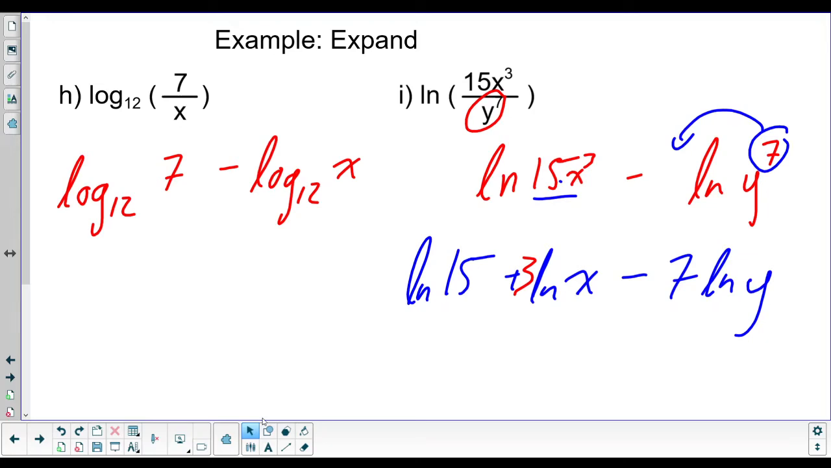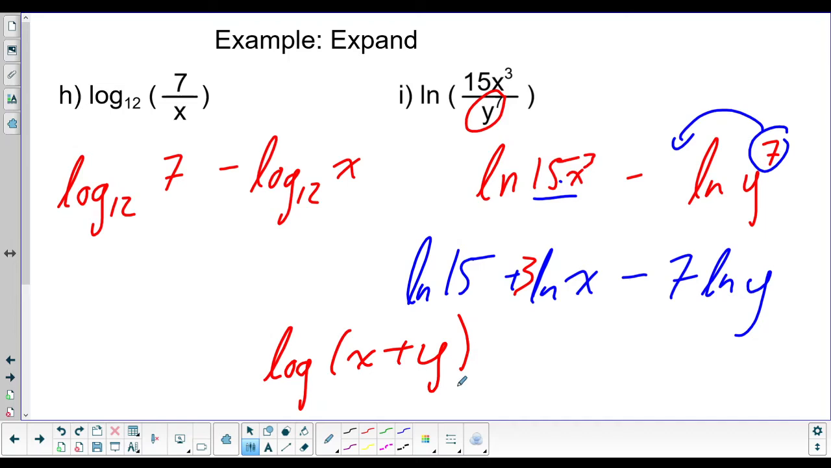So now we have all three rules. We have power rule, product rule, and quotient rule. There is no adding rule. If you have something like log of x plus y, this is stuck. You can't separate that. That doesn't work. There is no addition rule, unfortunately.